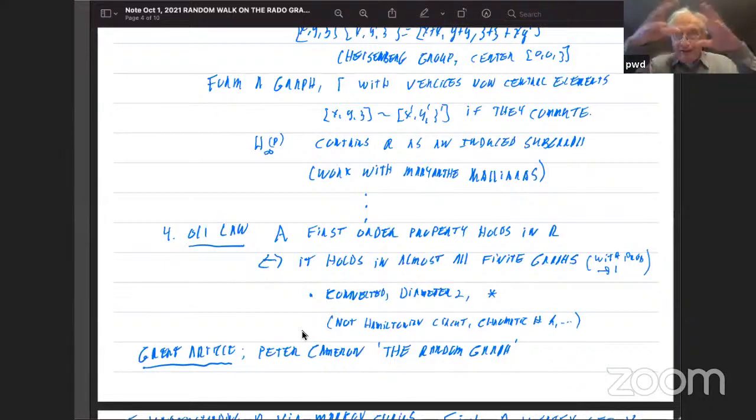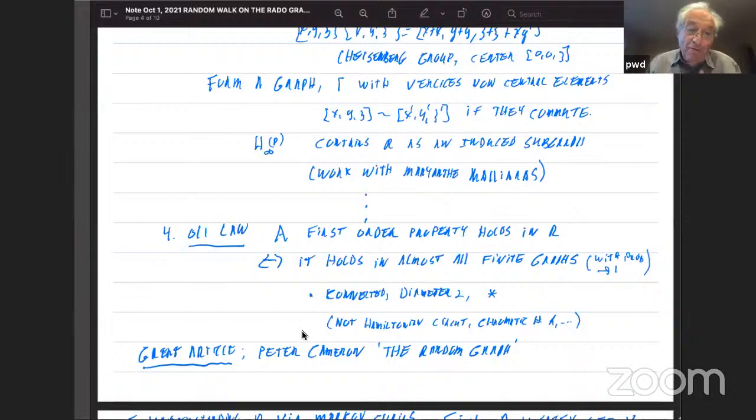So it captures the first order properties of graph theory in a certain real sense. I'm not doing justice to it, and I'm going to stop not doing justice to it. But if you get nothing out of this talk except this, there's a wonderful article by Peter Cameron called The Random Graph, and you should look at it. It's on the arXiv, and it's just wonderful. And there's many, many things I'm not telling you about.